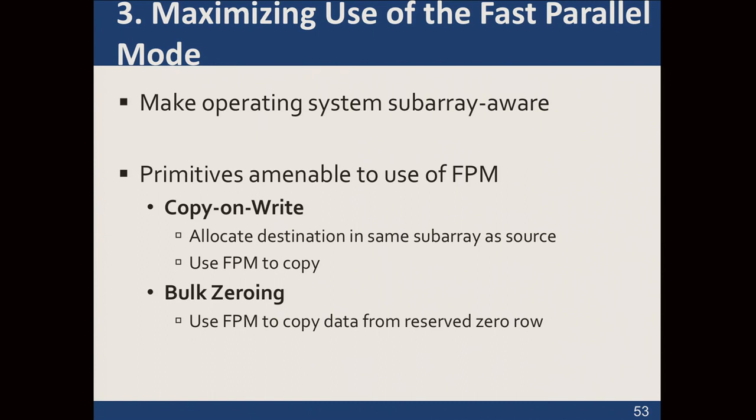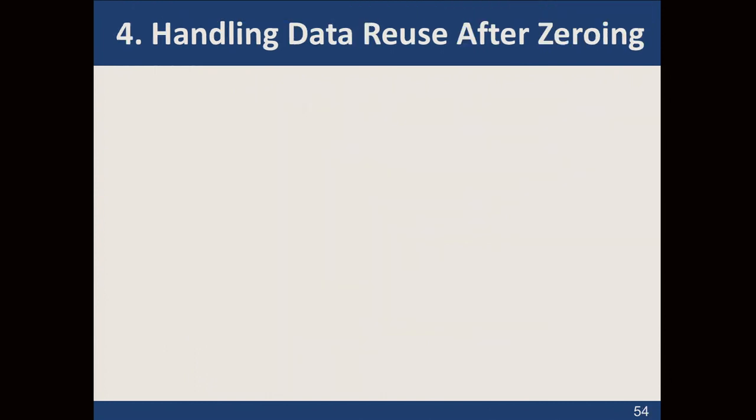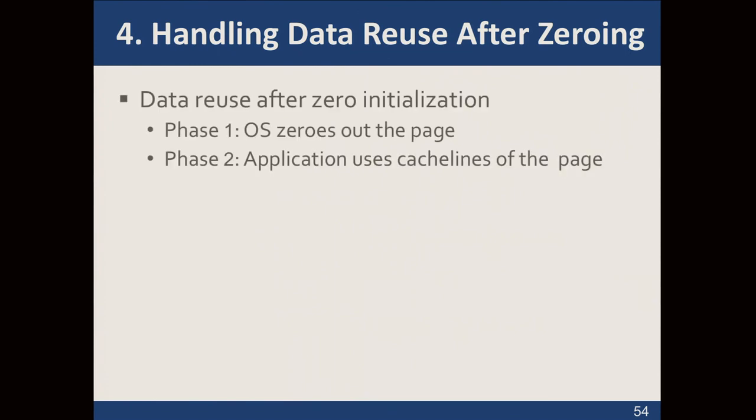These threads are supposed to have their own view of memory when they're forked. If the thread is going to write to it, then the copy happens. And at that point in time, you can allocate the destination in the same subarray as the source. Or in any allocation point, you can do that. Of course, this requires modifications of the operating system now. Bulk zeroing, again, you use the FPM, fast parallel mode, to copy data from a reserved zero row. Okay, handling data reuse after zeroing.